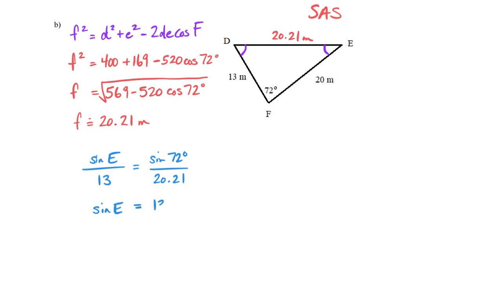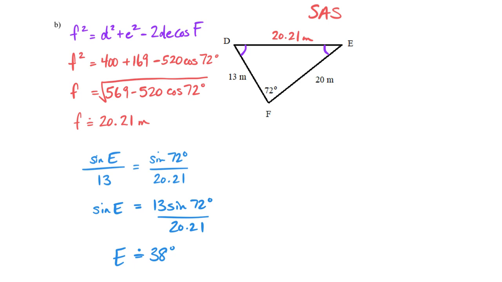Isolate your sine E, so multiply out your 13. And now you can go directly to your angle of E. Okay, I can calculate my 13 sine 72, divide it by 20.21. That now gives me a value for sine E. I know for me to get E, I have to do my inverse sine of that value because I'm going backwards. So when I do my inverse sine of that value, I'm going to get approximately 38 degrees. And there we go.